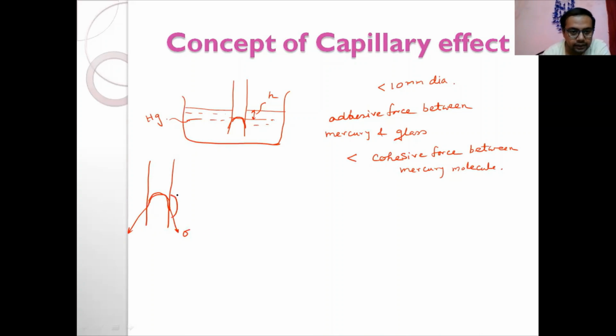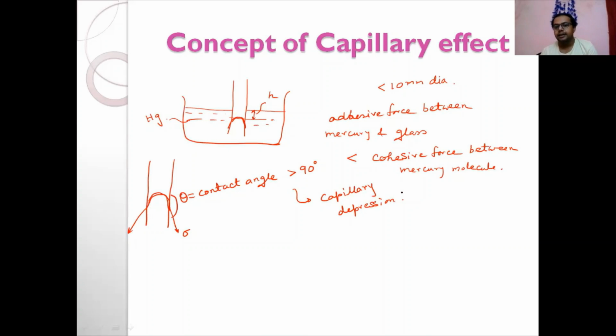And this angle, this theta, is the contact angle, which is greater than 90 degrees. So theta greater than 90 degrees implies that it is definitely a capillary depression. If theta is less than 90 degrees, it will definitely indicate capillary rise. If theta is greater than 90 degrees, it will indicate there is some capillary depression.